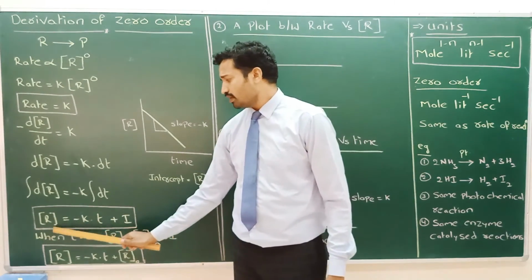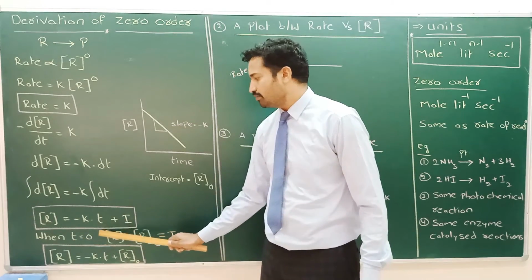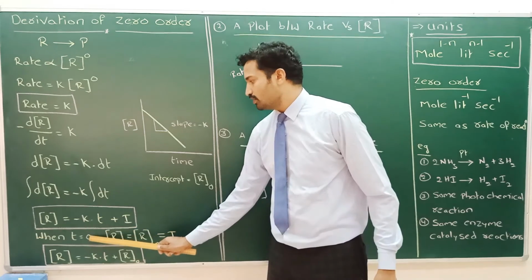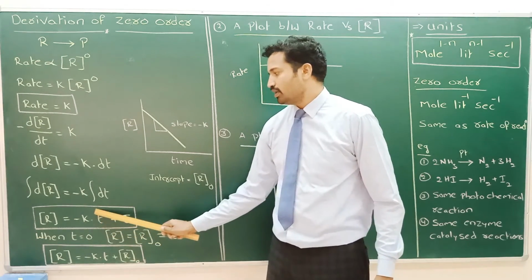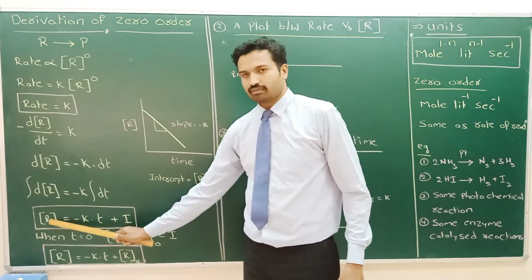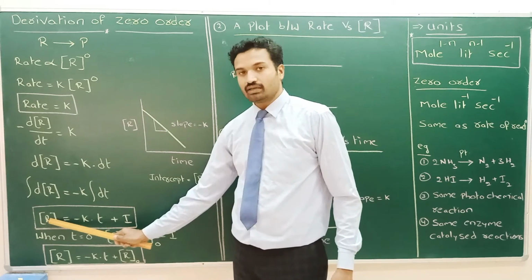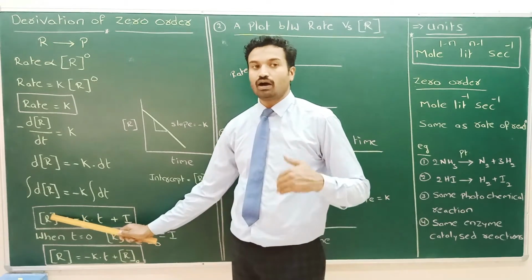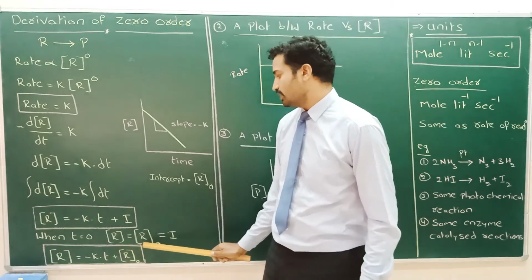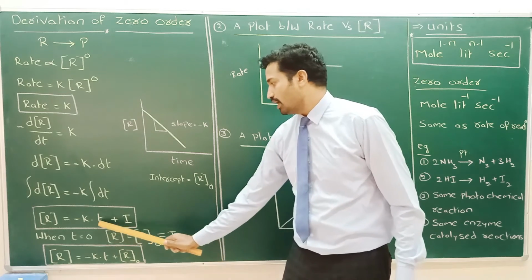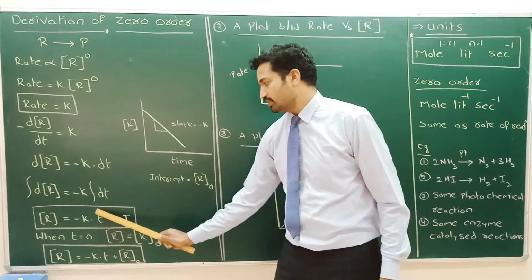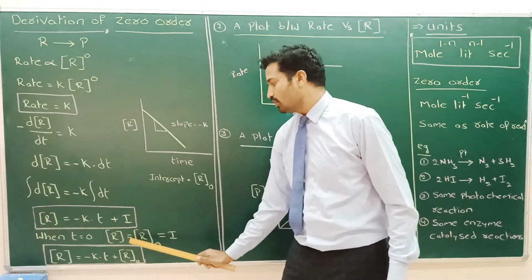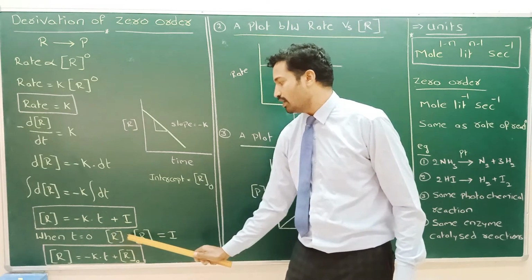When the time is equal to 0, only reactants are present, and products are 0. When the time is equal to 0, this part becomes 0. Then I is equal to R. Here R is the reactant concentration. When the time is 0, this R is equal to R naught, the initial concentration. So when t is equal to 0, this value becomes 0. Then I is equal to R, and that R is equal to R naught.